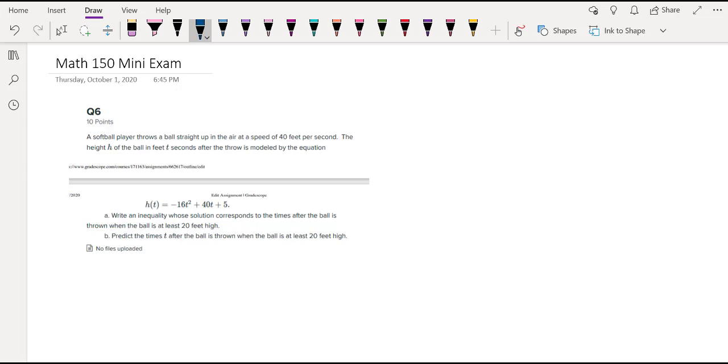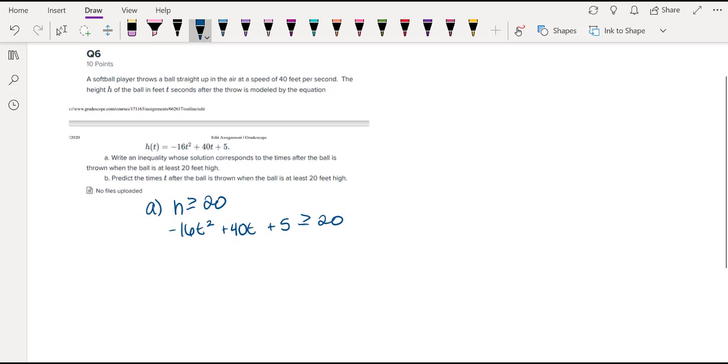And so part A is asking us to write an inequality whose solution corresponds to the time after the ball is thrown when the ball is at least 20 feet high. So we want to know when h is greater than or equal to 20. Well, we know h of t is negative 16t squared plus 40t plus 5, and that needs to be greater than or equal to 20. So that's part A. That's our inequality.